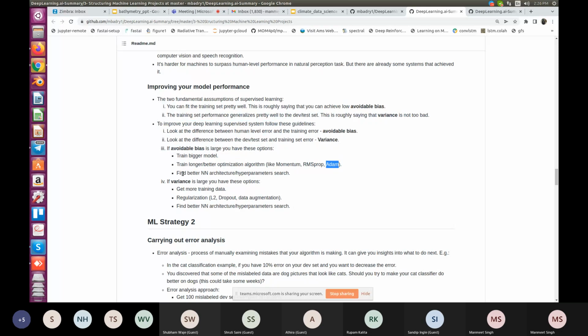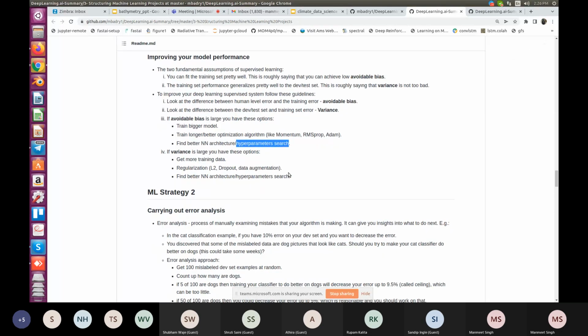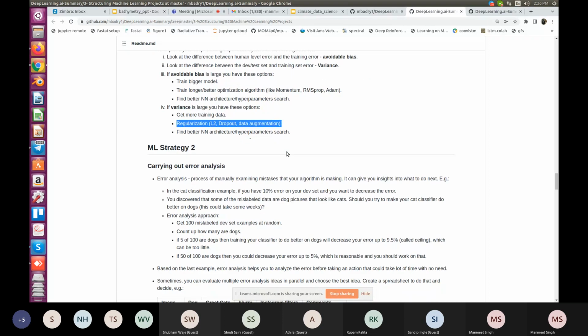Or you would need to do hyperparameter tuning, find a better neural network architecture, do hyperparameter search. And if you have a high variance, then what you would typically do is get more training data. You can do regularization: L2 regularization, dropout regularization, or data augmentation. Another thing you can try is to find a better neural network architecture, or do a hyperparameter search, so you can tune the model for the various hyperparameters.